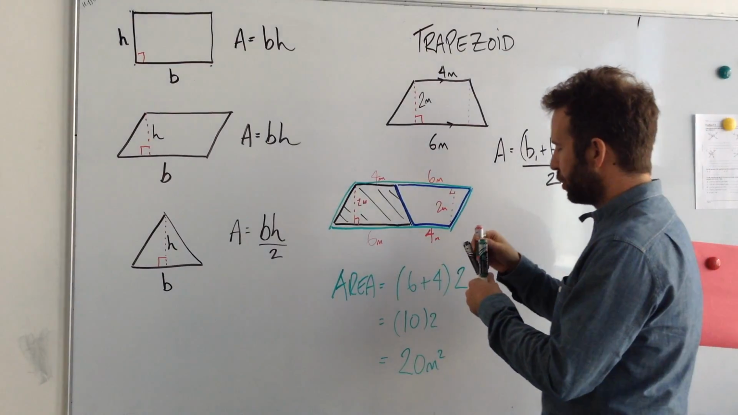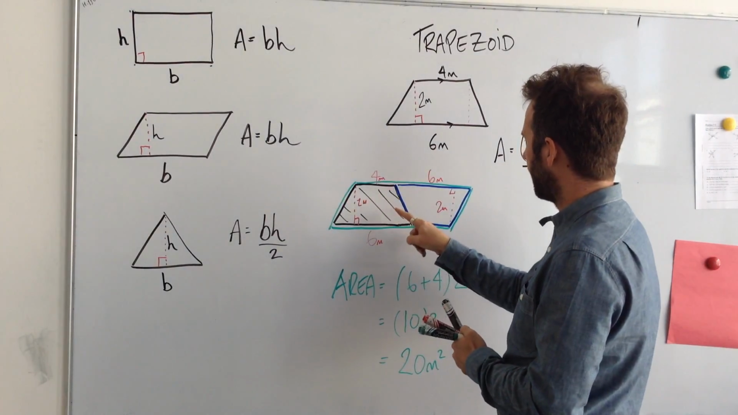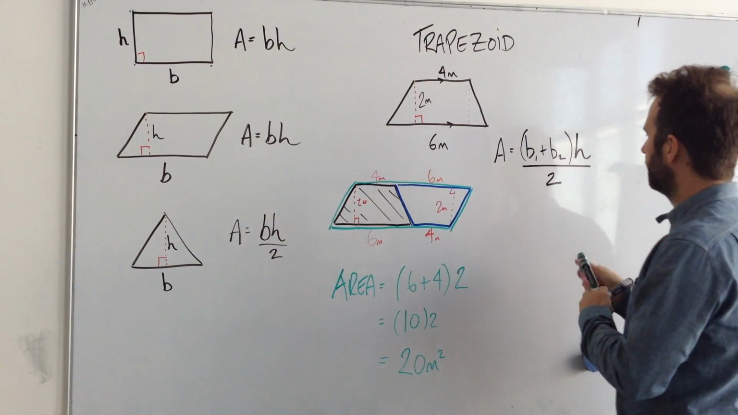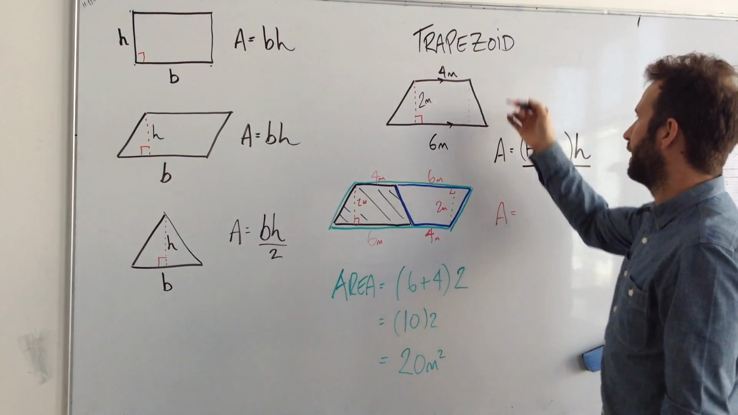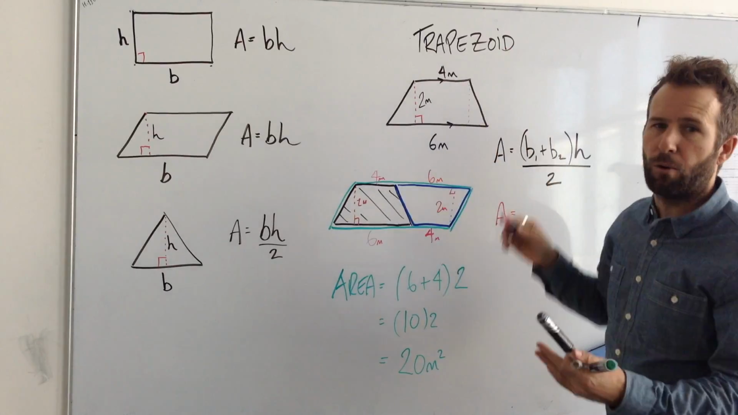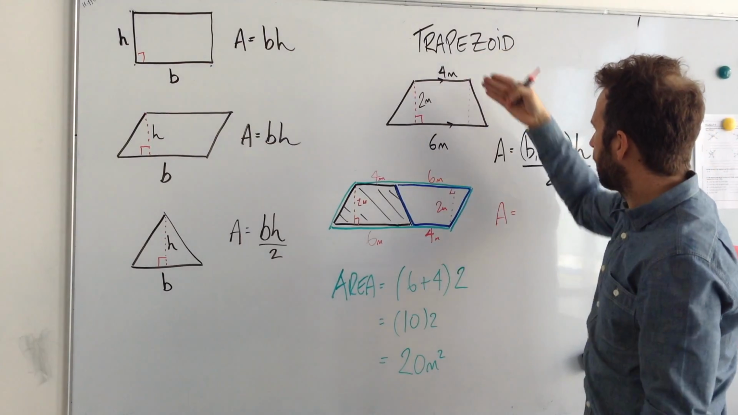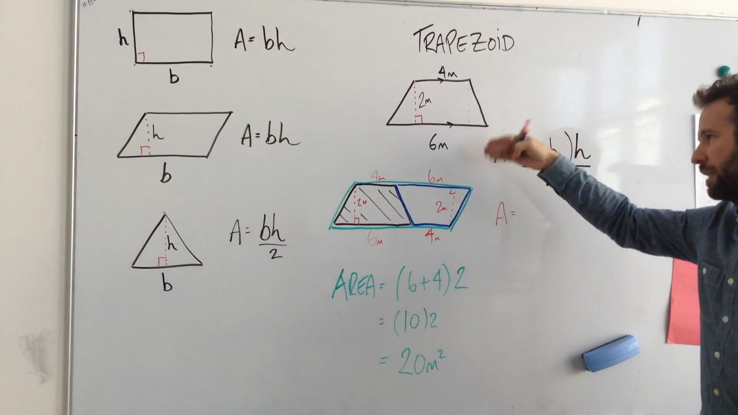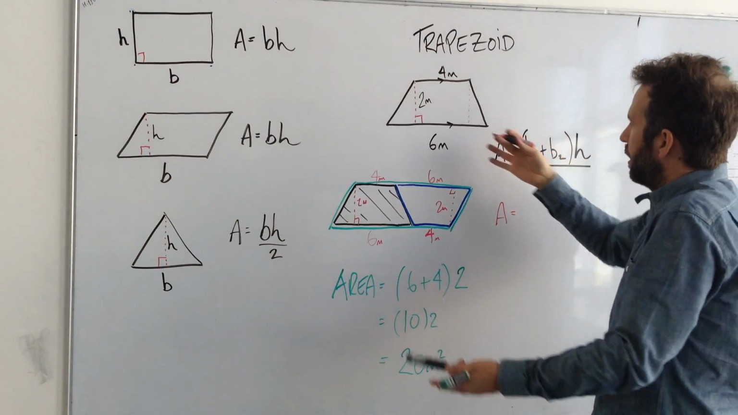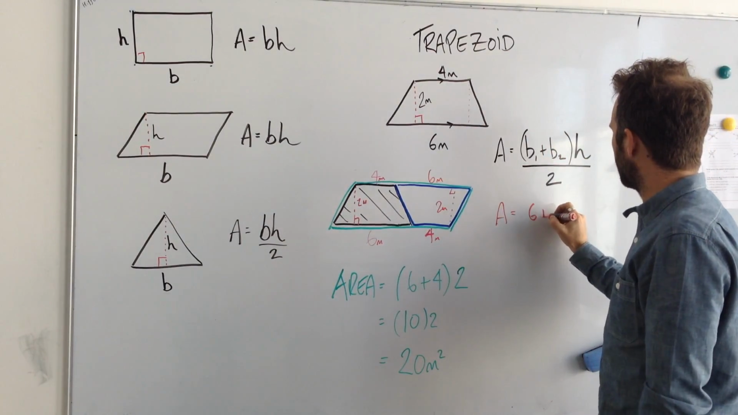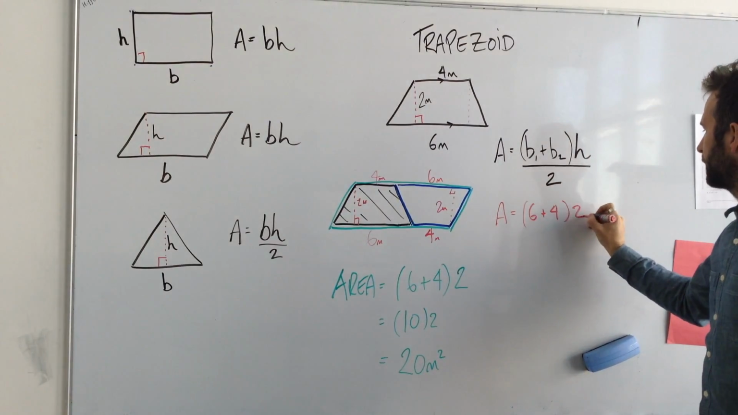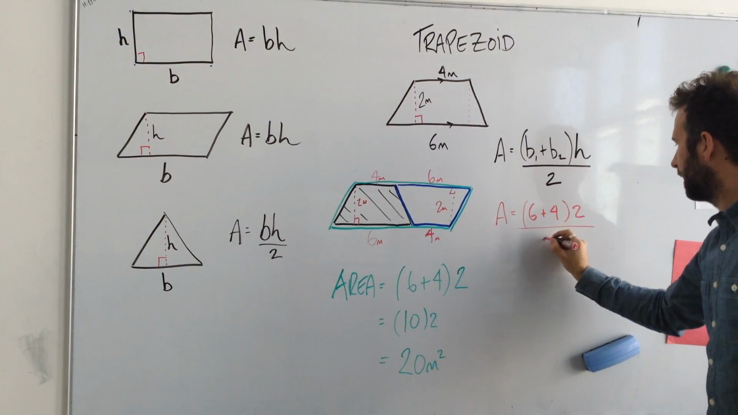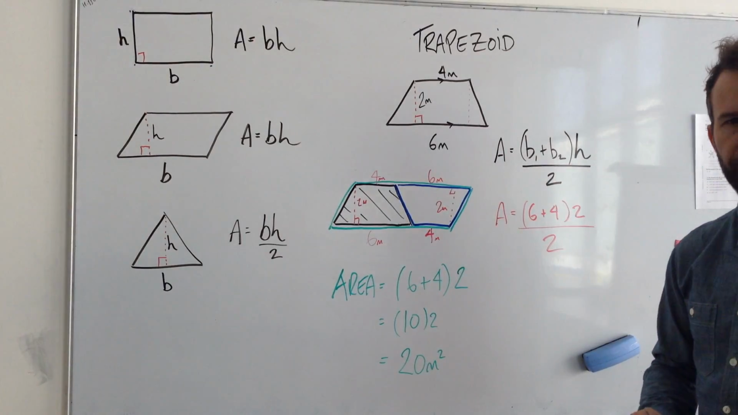If we're looking for just the area of a single trapezoid, we take the base 1, which we can say is 6 or 4. It doesn't really matter because 4 plus 6 gives us 10. 6 plus 4 gives us 10. So I'll say it's the bottom one. We have the 6 plus the 4. We multiply it by our h, which is 2. And that whole thing gets divided by 2.